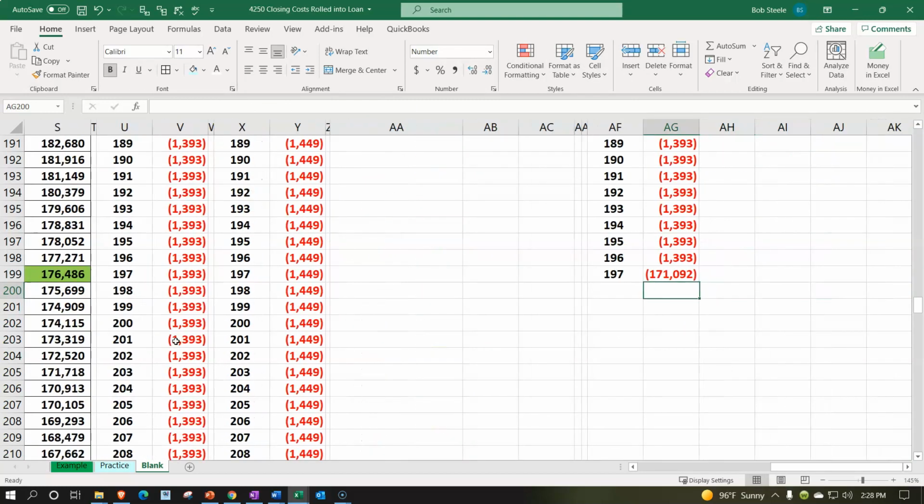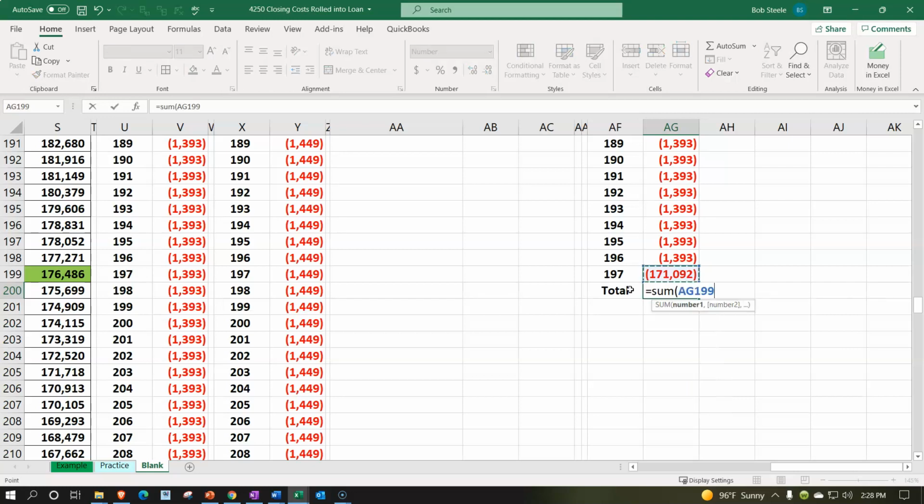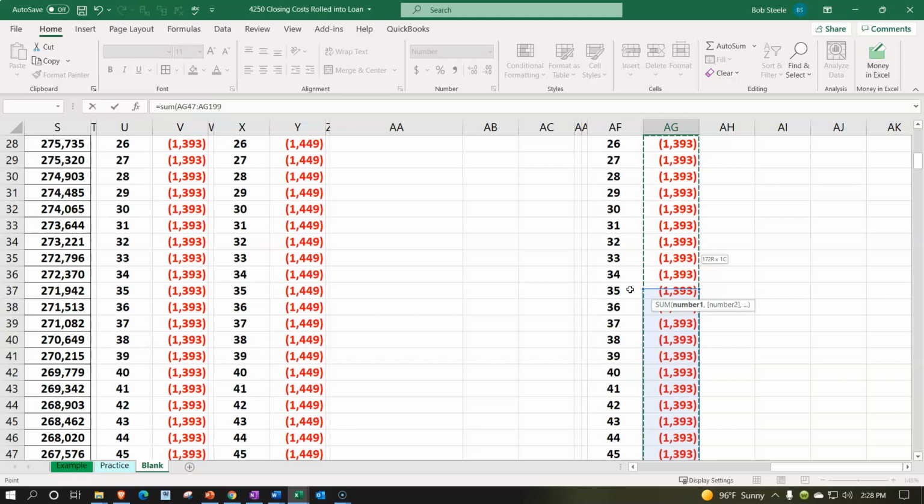So there we have it. And then we can total that up. Say total. That's not how you spell it. And then we'll total the sum of these. Summing that up.